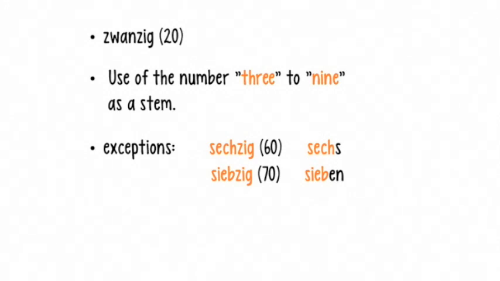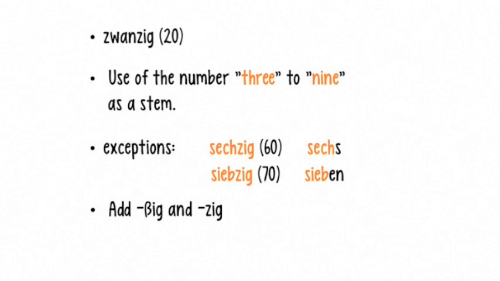In the word sechs, you have to cut out the S, and in the word sieben, you have to cut out the EN. After using the numbers 3 to 9 as a stem, you have to add either sig with SZ or zig with Z. There's only one case where you use the first option. It's 30, which means dreißig. For the numbers 40 to 90, you use the second option.